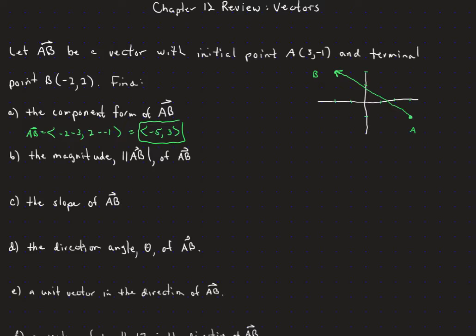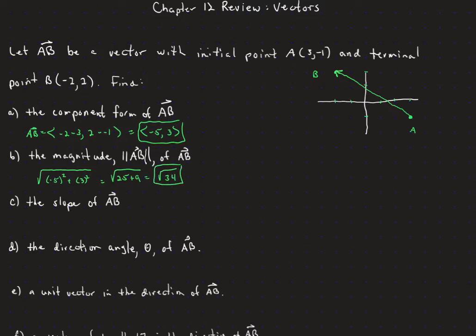To find the magnitude of AB, the magnitude of AB is just like the Pythagorean theorem. We're going to get the square root of, and then we'll square and add the components. So that's going to be the square root of 25 plus 9, which will make that the square root of 34. So that is the magnitude of vector AB.